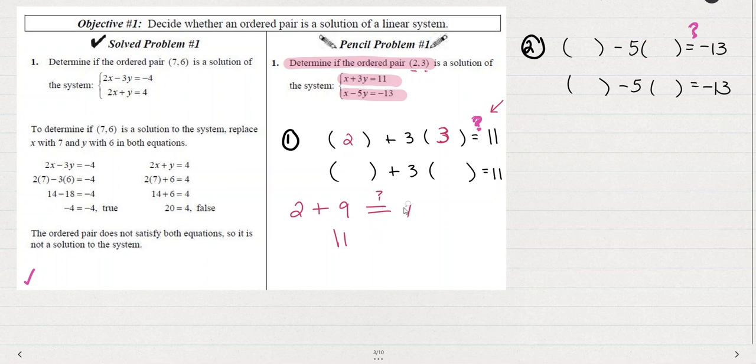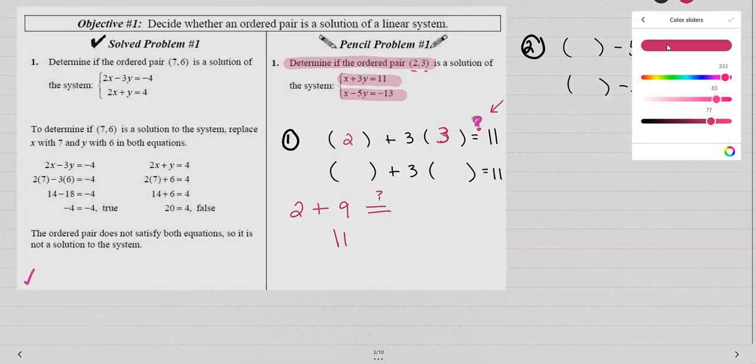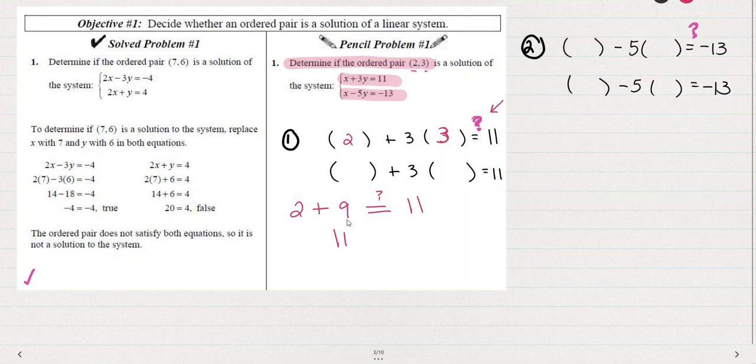Sorry about that. I said 11 and wrote 9. So we're testing, does 2 plus 9 equal 11? And sure enough, it does. So it looks like for our first equation, x equals 2, y equals 3 is a solution to the equation. Let's check the second equation. When x is 2 and y is 3, we'd have 2 minus 5 times 3, which is minus 15, equals negative 13, and we're trying to test whether this is true or not. Well, if I do 2 minus 15, sure enough, I get negative 13.